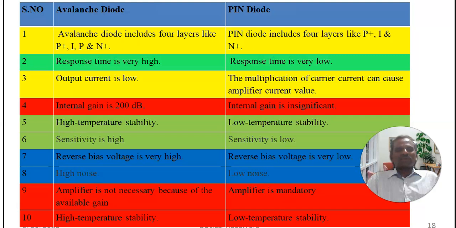The avalanche photodiode has high temperature stability, whereas the PIN photodiode has low temperature stability. Reverse bias voltage is very high in the avalanche photodiode, whereas it is very low in the PIN photodiode. An amplifier is not necessary in the avalanche photodiode because of the available gain of 200, whereas for the PIN diode it is compulsory to have an amplifier.